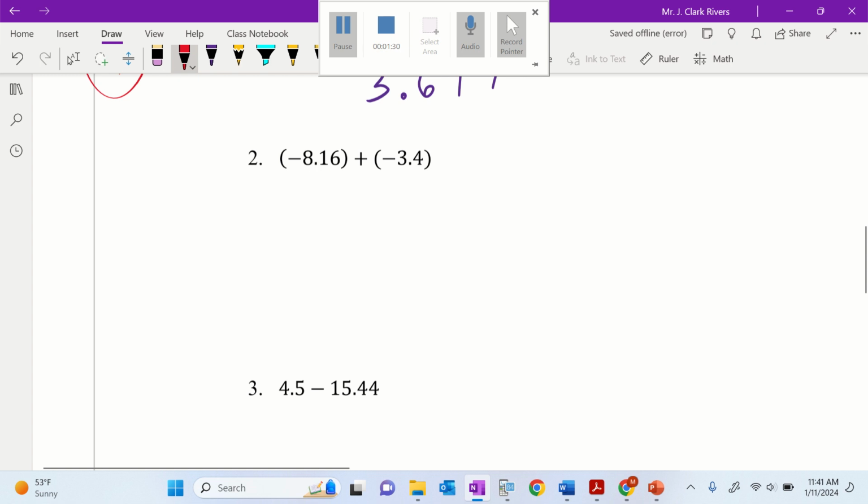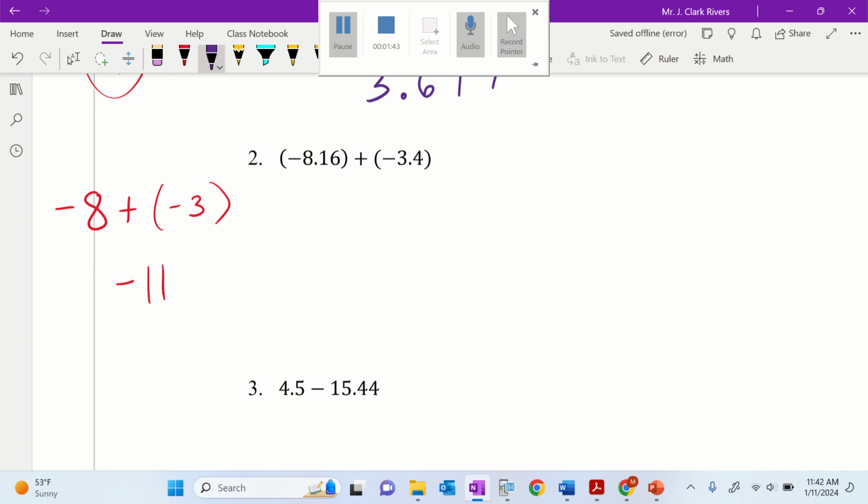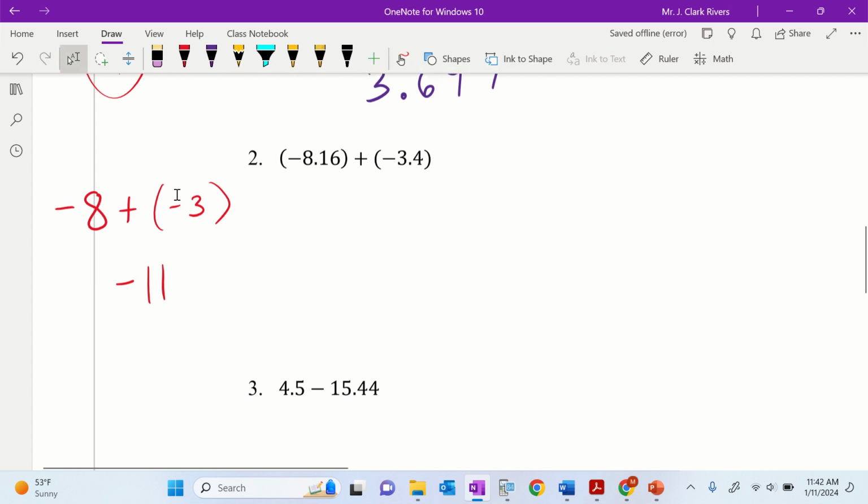Number 2, first we'll estimate. Negative 8.16, we'll make that negative 8. We'll add to that negative 3.4. That's about negative 3. Negative 8 plus negative 3 is negative 11. Now, you probably don't even realize you're doing this, but when you look at negative 8 plus negative 3, your brain is thinking 8 plus 3, which is 11. And this is exactly the same thing except for the opposite sign. So negative 8 plus negative 3 is negative 11.